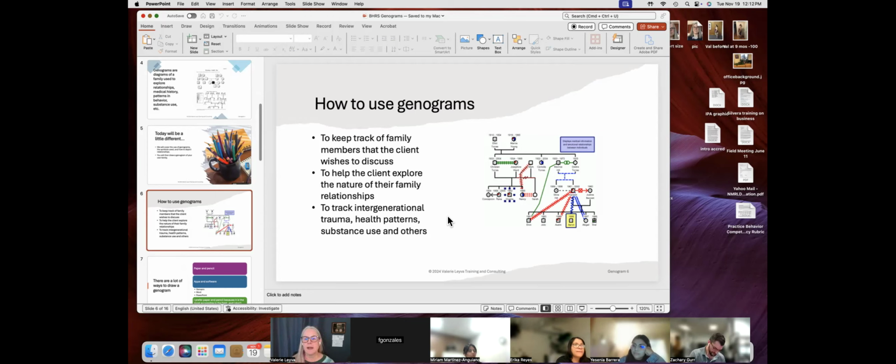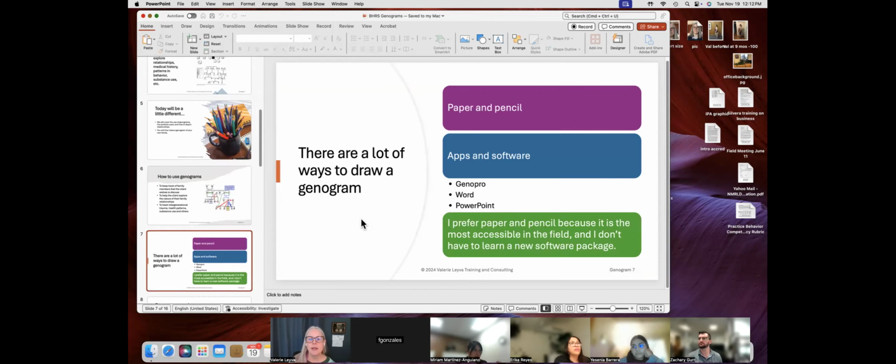Nurses use genograms a lot when they're exploring health history. Social workers use genograms a lot when they're looking at relationship patterns. MFTs use genograms a lot to look at relationship patterns and how that affects the family now. So I prefer doing a genogram on paper and pencil because it's more accessible in the field. If you're doing a site visit, a home visit or hospital visit, or your individual is homeless, or you're doing counseling in a school, it's just so much easier to use pencil and paper.